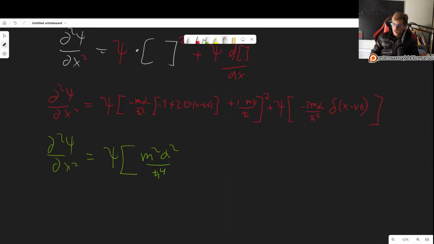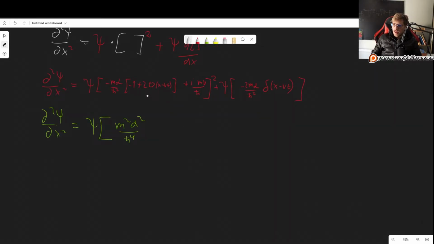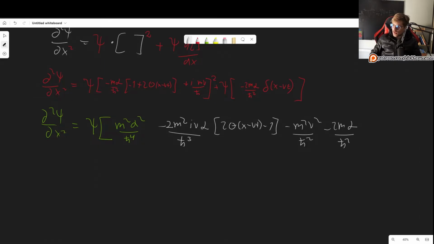So basically we now are left with this. Then we have the cross term between the product of all of this and this. So we get minus 2 times m squared, then IV alpha divided by h bar cubed, and then 2 times the step function minus 1. And finally, this part squared, which is minus m squared v squared over h bar squared. And then we add minus 2m alpha over h bar squared, delta of x minus vt.